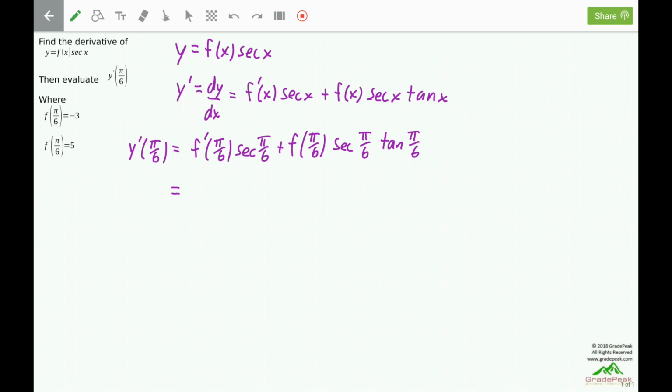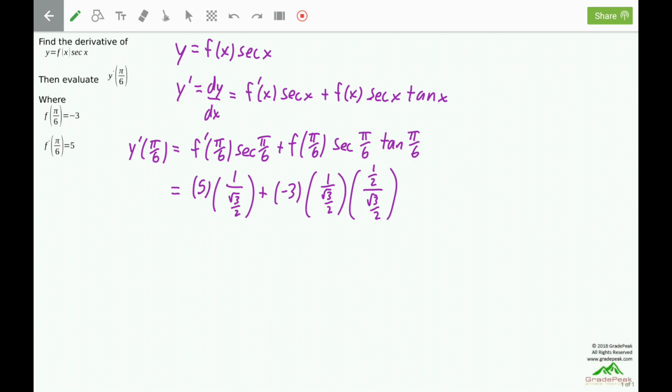F prime of pi over 6 is 5. Now the secant of pi over 6 means 1 over the cosine of pi over 6, so 1 over the cosine of pi over 6 is root 3 over 2, plus f of pi over 6, which is negative 3. Secant of pi over 6, again, is 1 over root 3 over 2. And then the tangent of pi over 6 means the sine of pi over 6, 1/2 over the cosine of pi over 6, root 3 over 2.